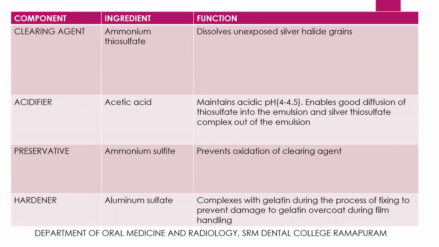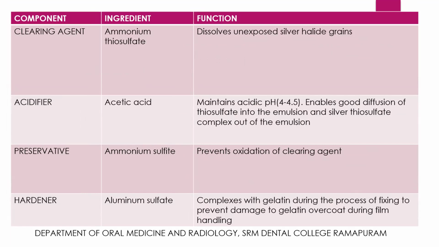This tabulation shows the composition of the fixer, which includes the clearing agent, which is the ammonium thiosulfate. It dissolves unexposed silver halide ions. Acidifier, acetic acid, maintains the acidic pH of 4 to 4.5 of the fixer solution. It enables good diffusion of the thiosulfate into the emulsion and silver thiosulfate complex over the emulsion.